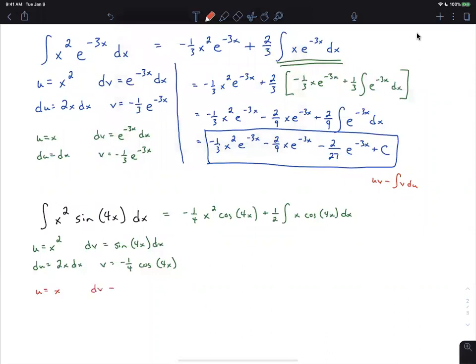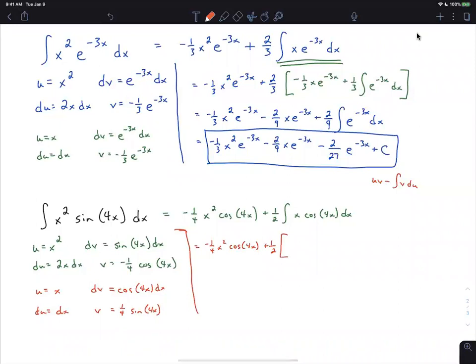dv is cosine 4x dx. That makes du 1 dx. And v is 1/4 sine of 4x. So, okay, everything carries down. We get the negative 1/4 x squared cosine 4x, so all that carries down, and then plus 1/2 times a bunch of stuff.